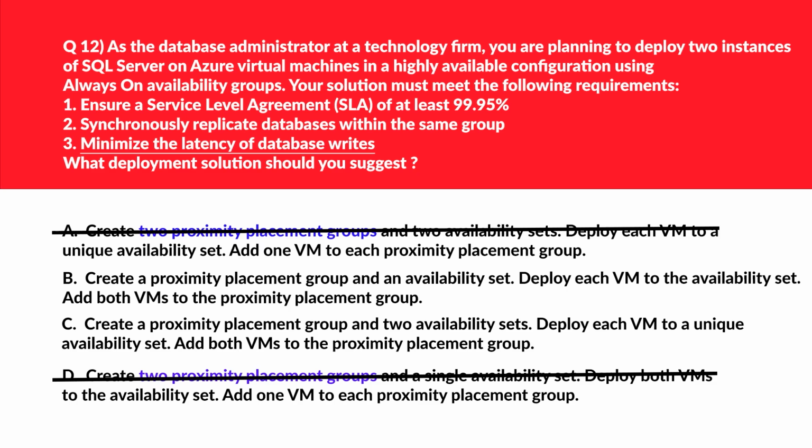Now let's focus on option B. Option B says create a proximity placement group in an availability set, deploy each VM to the availability set, add both VMs to the proximity placement group. This option ensures the virtual machines are close to each other, minimizing the latency and providing high SLA.